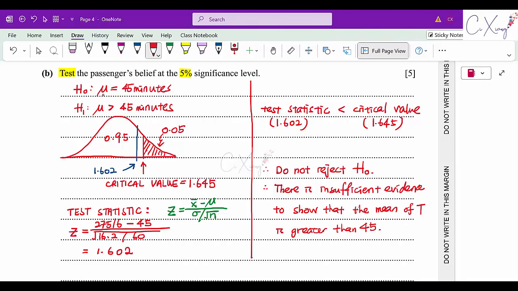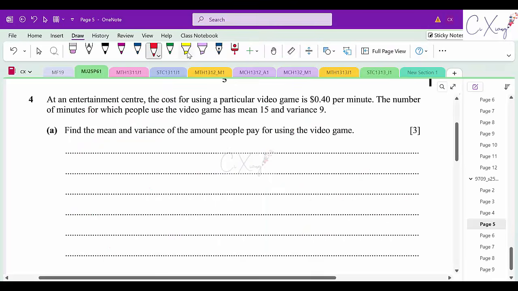Okay, and this is how we solve question number 3. Question number 4. At an entertainment center, the cost for using a particular video game is 0.4 per minute. So the cost depends on the time. The number of minutes for which people use the video game has a mean of 15 and a variance of 9. Find the mean and variance of the amount people pay for using the video game.